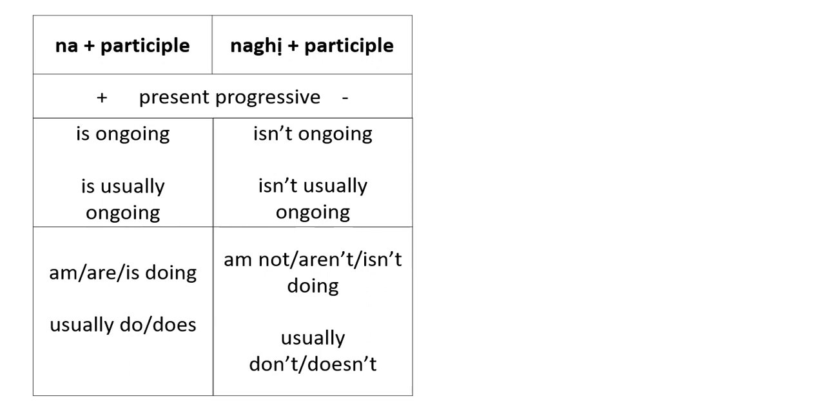Naghị is the opposite of that, and it's used to say that something isn't ongoing or isn't usually ongoing. It's like saying, I am not doing something. The process is not happening now. Or, I usually don't do something. The process doesn't usually happen.